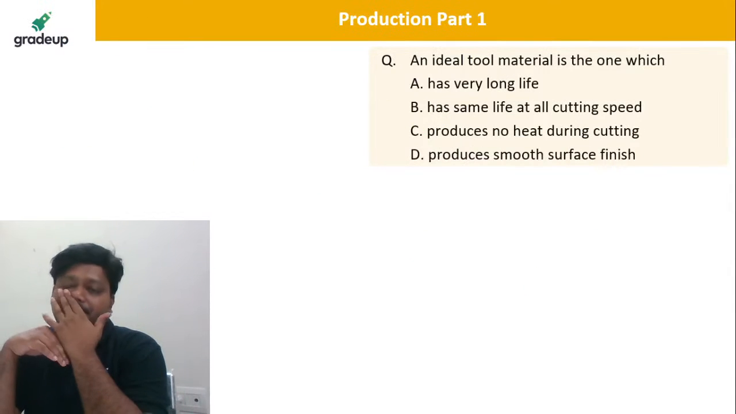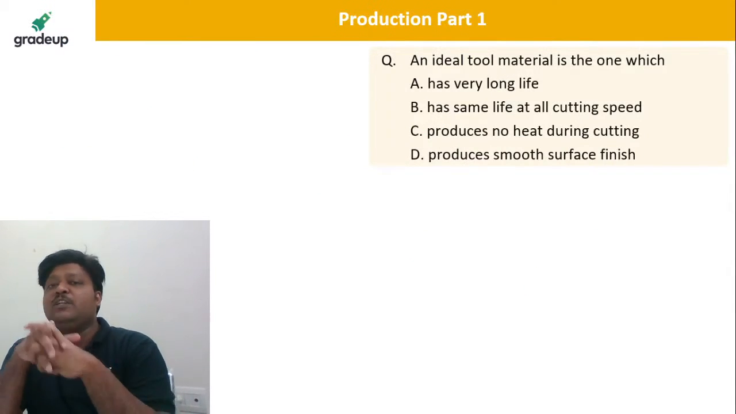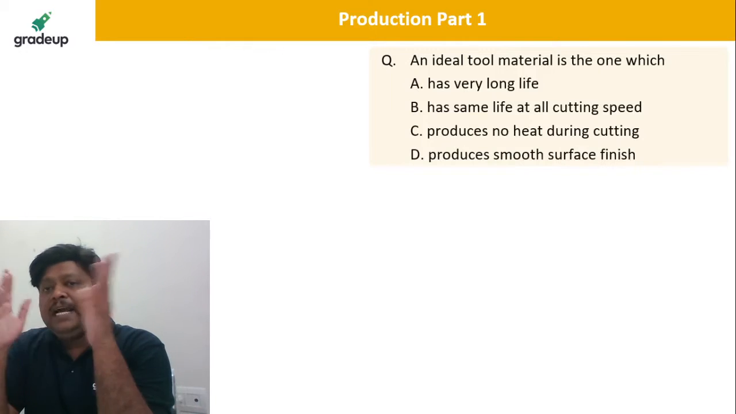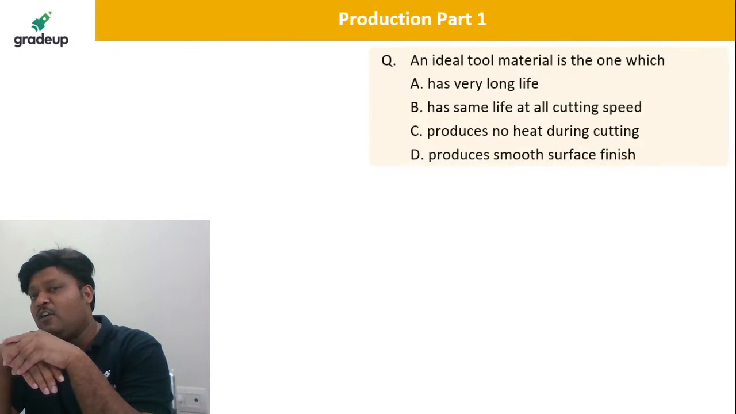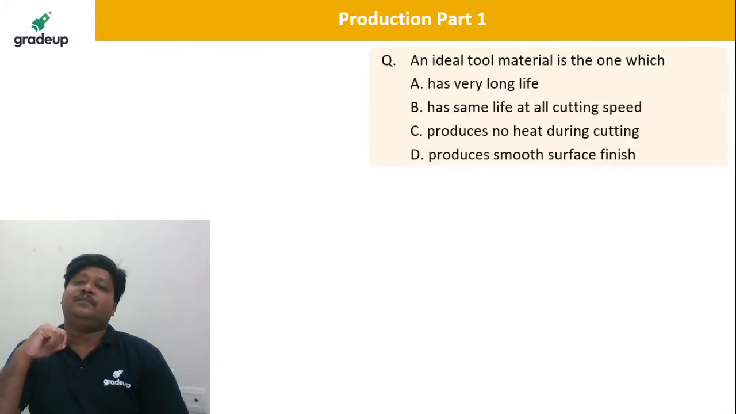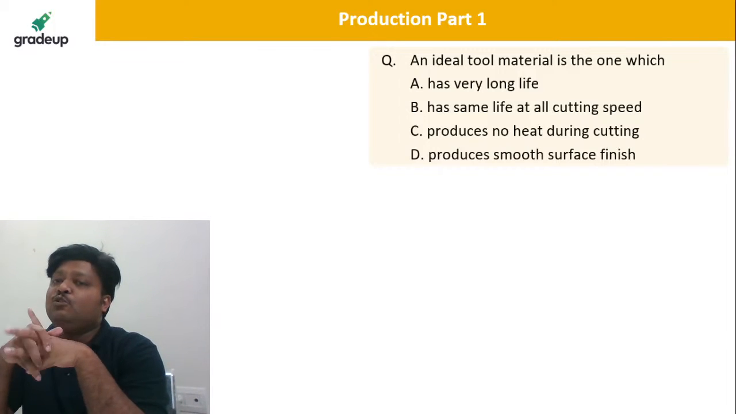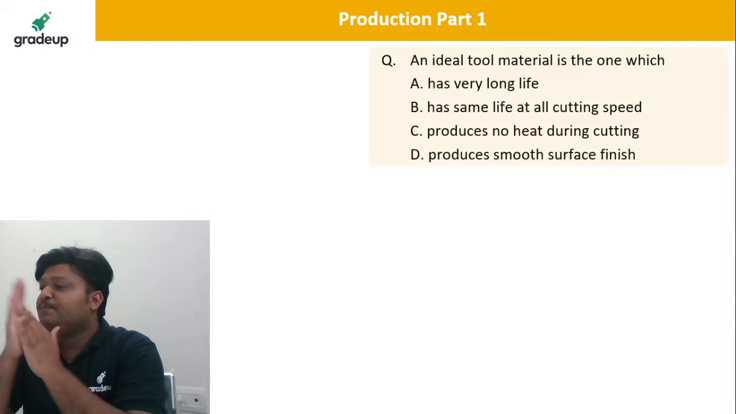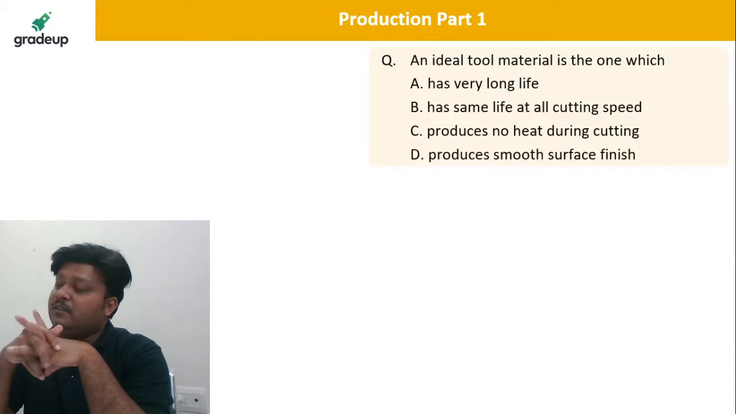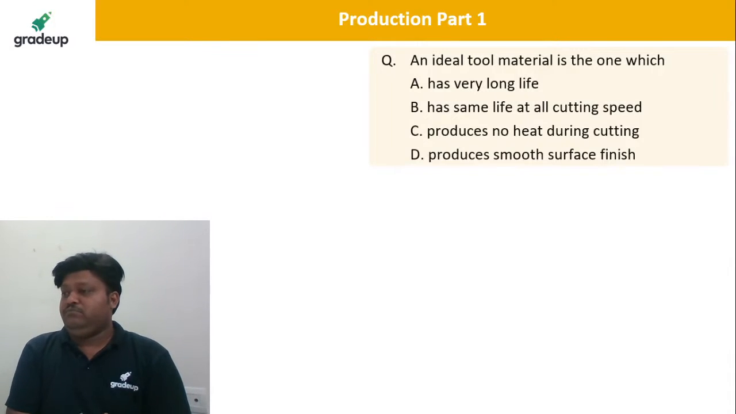Next question. Very nice question. An ideal tool material is one which has a very long life, has the same life at all cutting speeds, produces no heat during cutting, or produces a smooth surface finish. Tell me, what is an ideal tool material? Come on, answer the question.